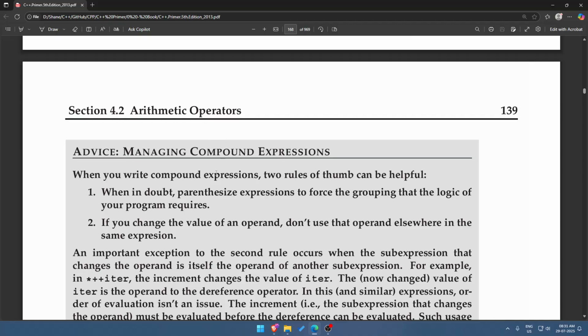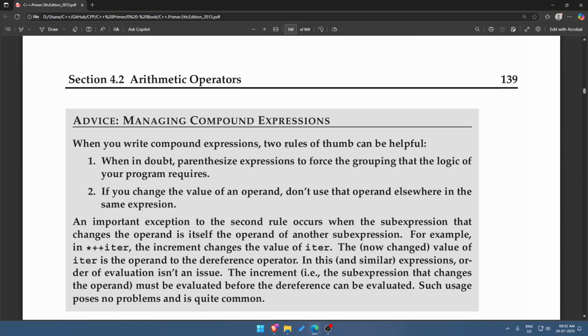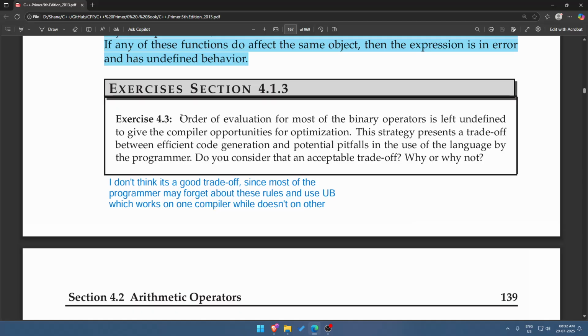Okay, managing compound expressions. When you write compound expressions, two rules of thumb can be helpful. When in doubt, parenthesize expressions to force the grouping that the logic of your program requires. If you change the value, okay, let's ask.